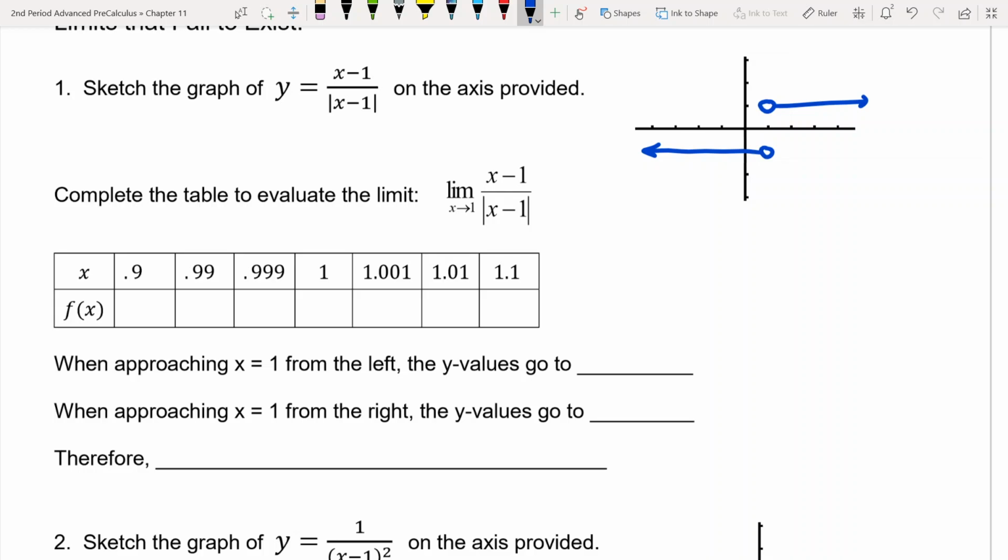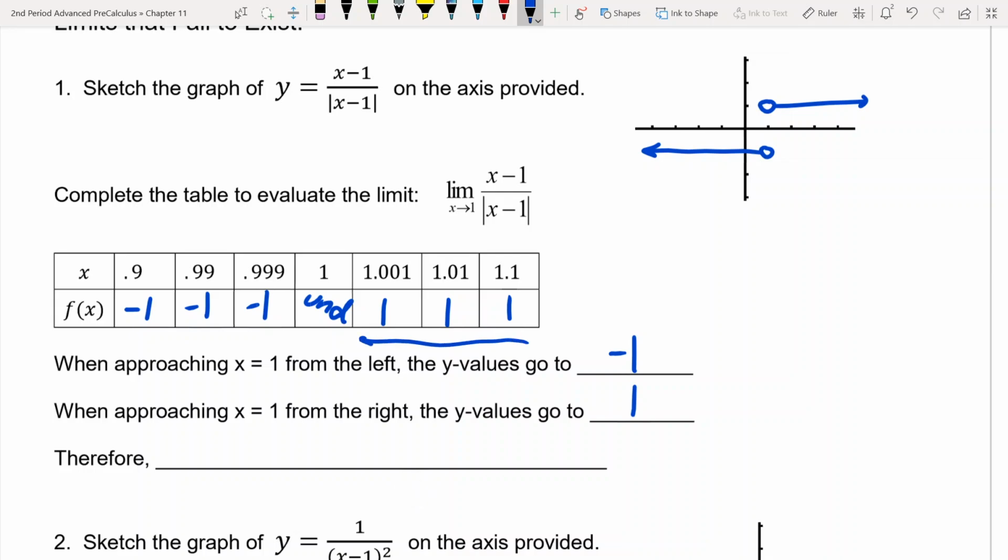So if I look at this table here, if I plug in 0.9, I'm going to get negative 1. If I plug in 0.99, it's negative 1. 0.999 is negative 1. When I plug in a 1, though, I'm undefined because I'm going to have a 0 in the denominator. And then anything larger than 1 is going to be positive. Now, this is a little bit of an issue here. When approaching 1 from the left, the y values go to negative 1. And when approaching from the right, the y values go to 1.